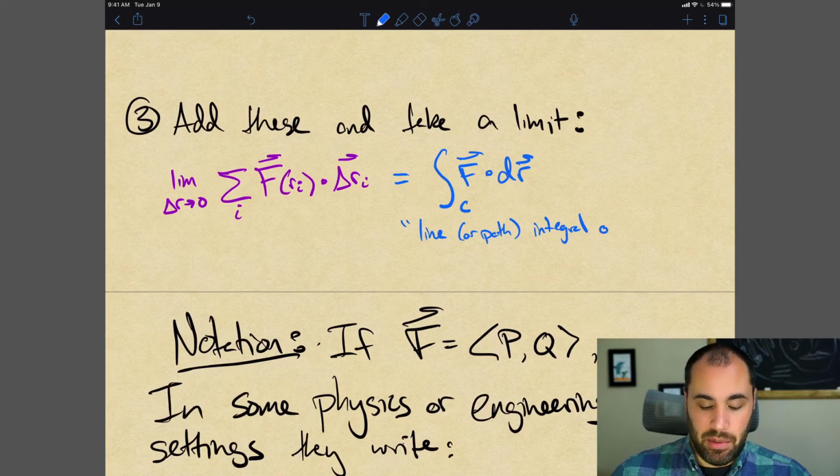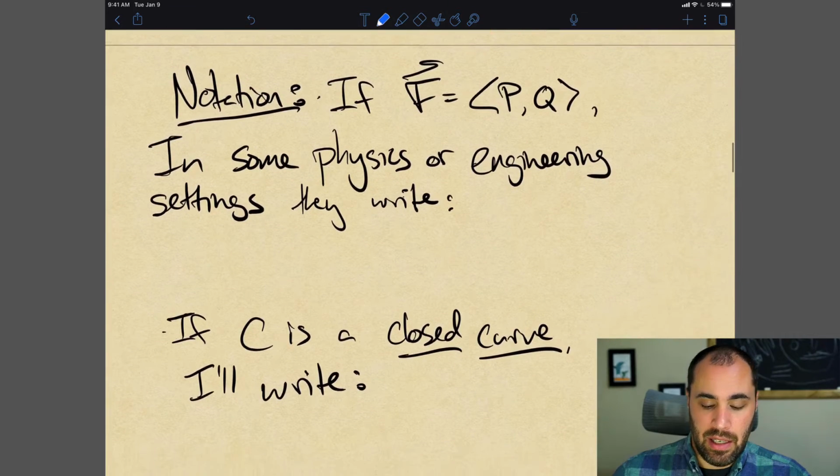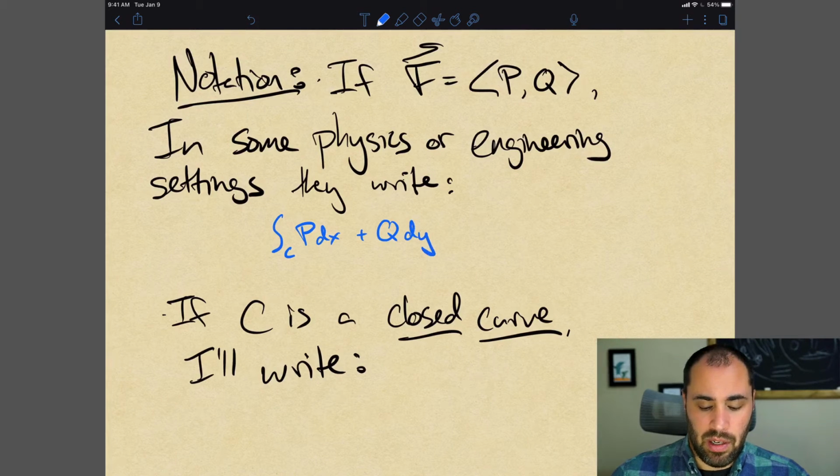So let's look at some examples. Actually, first, let's talk about notation. If you have seen this in a physics or an engineering class, you may have seen it written differently. That is, if we write our vector field with components P and Q, you might see a line or path integral written this way, sort of distinguishing the two components of the vector.